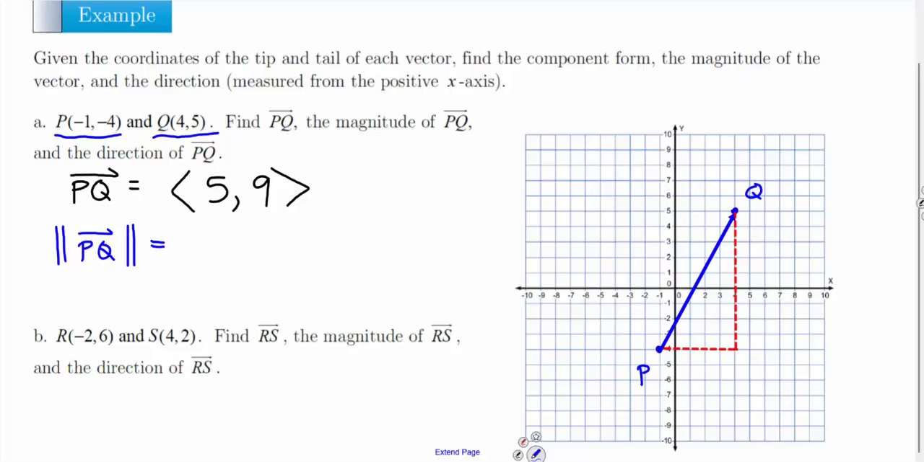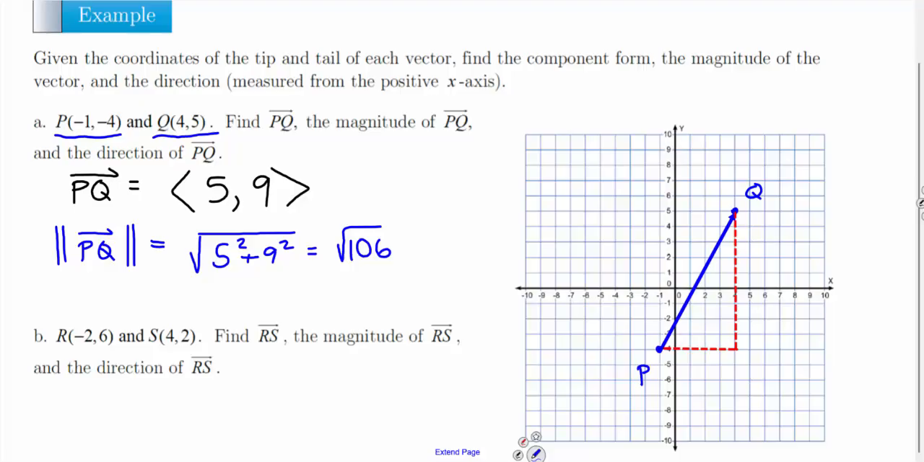Okay, so Wendy said Pythagorean, so I'm going to go square root of 5 squared plus 9 squared. That's 81 plus 25, which is, what is that? I can't do that. Okay, everyone okay with that?